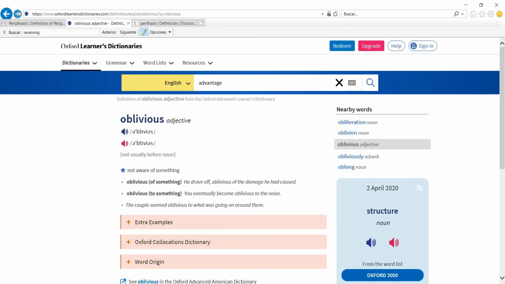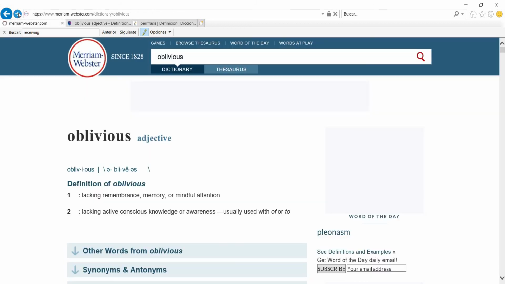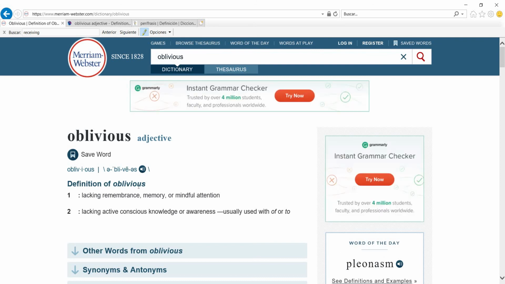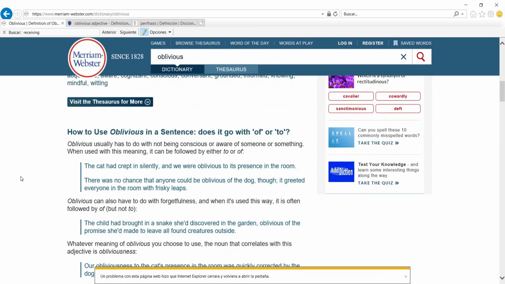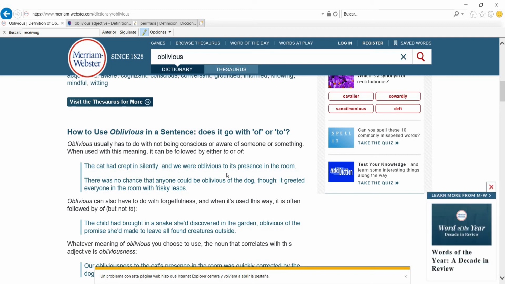I like this word, and so I wanted you to use it. What is to be oblivious to criticism? Is it just not to be aware of it? Because if you look it up here, Merriam-Webster will say, okay, lacking remembrance, memory, but what if we go down and we find other examples, right? The cat is oblivious to its presence in the room. Okay, we were oblivious to the presence of the cat, sorry. Okay, we didn't notice it.